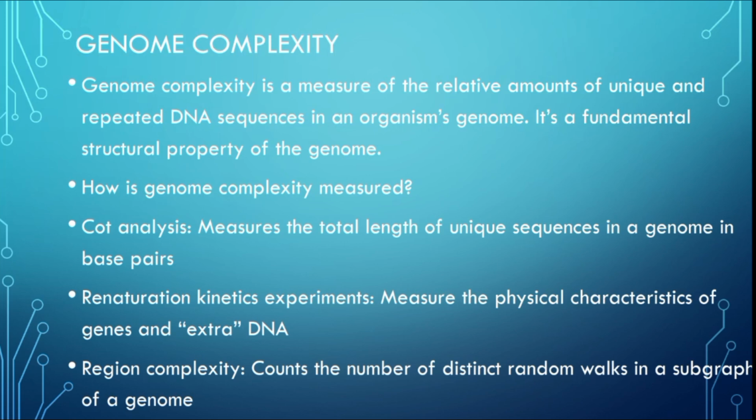The genome complexity measure can be done in three ways: the Cot analysis, renaturation kinetic experiments and the region complexity. Cot analysis measures the total length of unique sequences in a genome in base pairs. Renaturation kinetic experiments measure the physical characteristics of genes and extra DNA. The region complexity counts the number of distinct random walks in a subgraph of a genome.